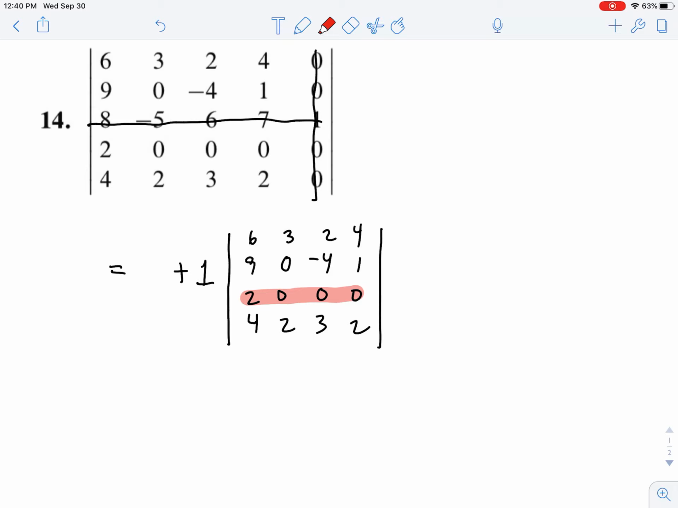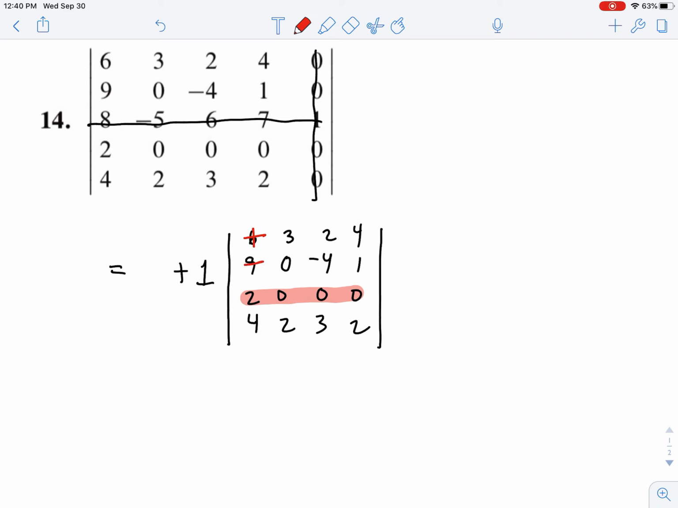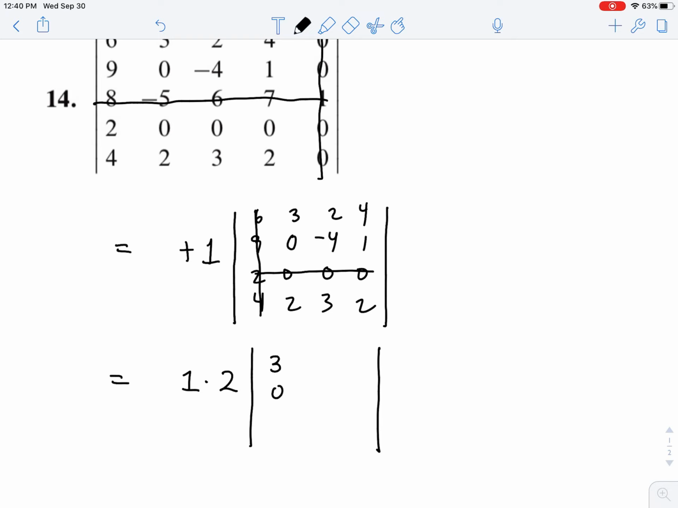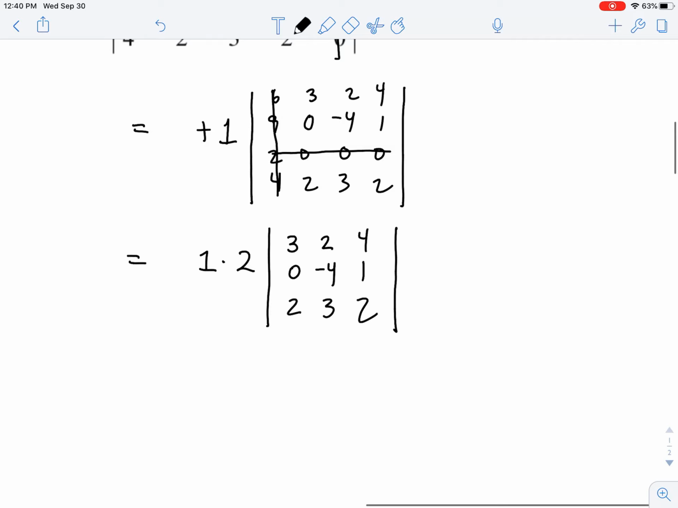I'm going to now choose to expand across this row because I see all those zeros. And I'm going to think about my signs. So my signs are going to be plus, minus, plus. It always starts with plus. So that's going to be a plus. So I'm going to get 1 times 2 times the determinant of the cofactor. So I'm now going to cross off this row and this column. I'm going to get 3, 0, 2, 2, negative 4, 3, 4, 1, 2.